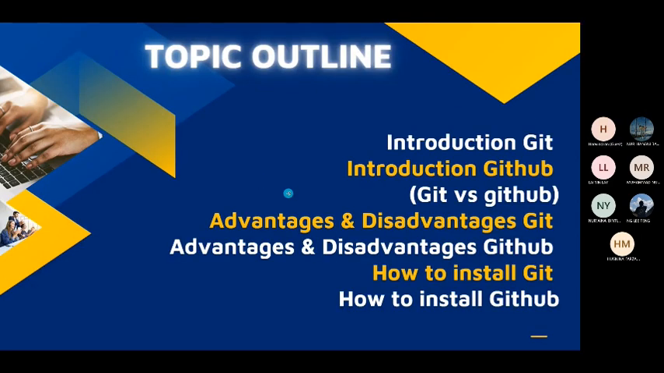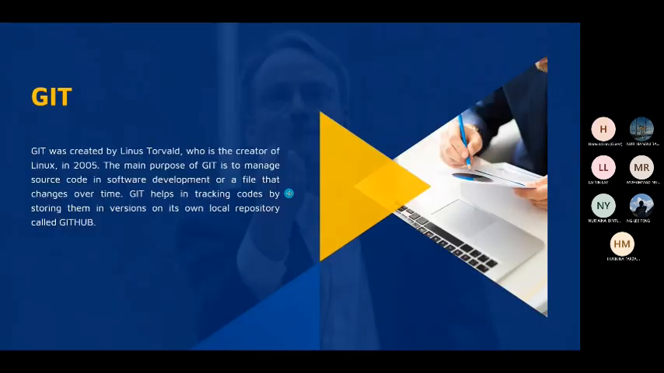What is Git? Git was created by Linus, the creator of Linux. Its main purpose is source code management for development.